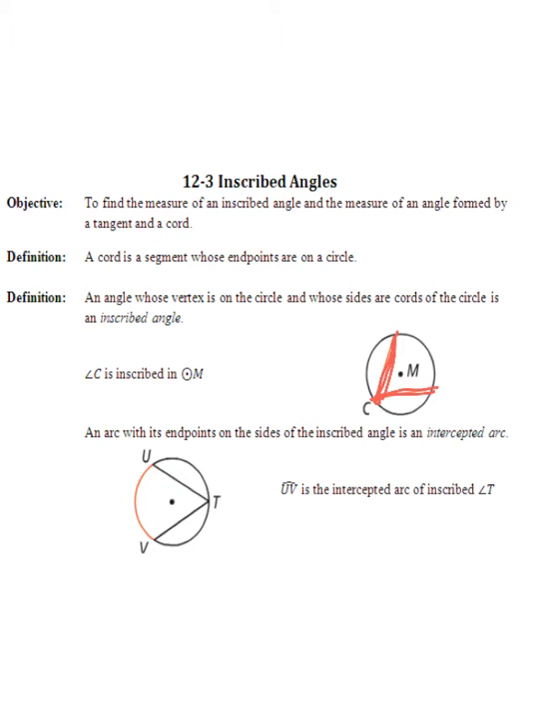to a different point. And an arc with its endpoints on the sides of an inscribed angle is an intercepted arc. Okay, so UV is the arc, and it is the intercepted arc of inscribed angle T, because T goes from U to V. So here's my intercepted arc there.